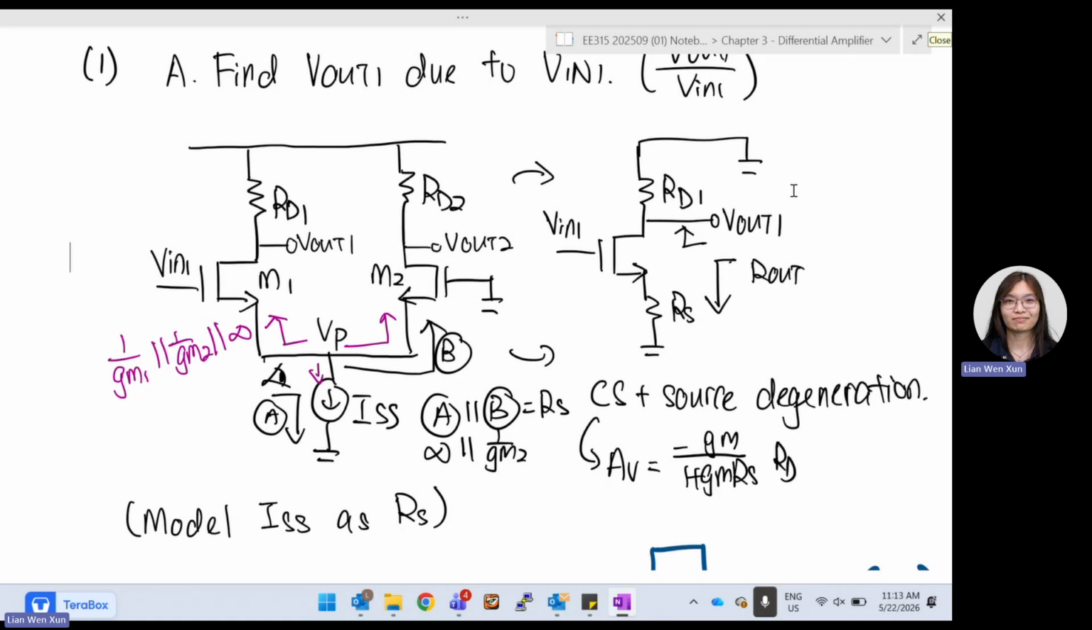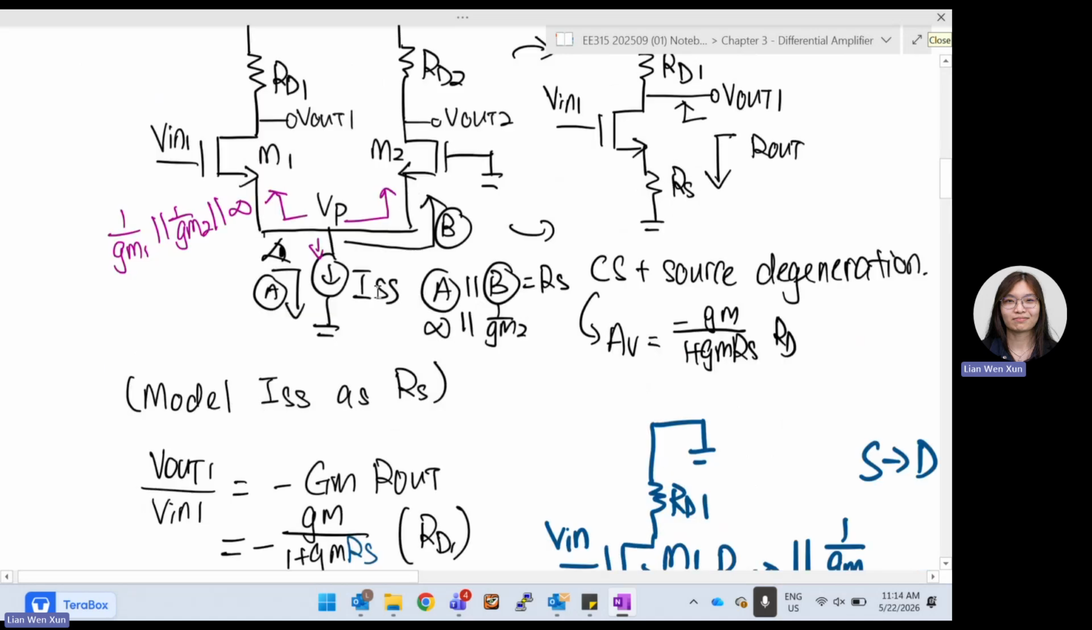We learned that previously. Generally, for common source with source degeneration, the formula that we derived earlier is negative GM over 1 plus GM RS times RD. So this is the gain that we have. We do know that RD is equal to RD1, and GM is equal to your GM1. But do we know what RS is? What is your RS in this case?